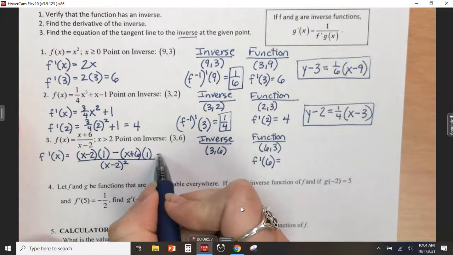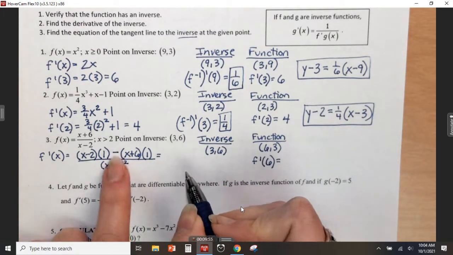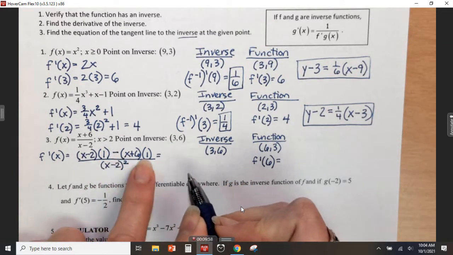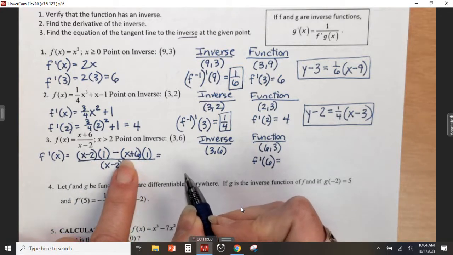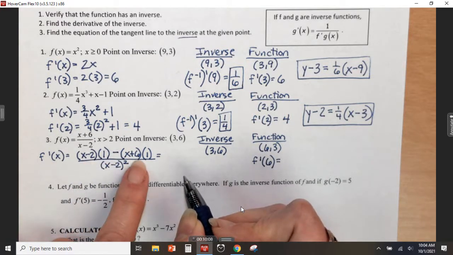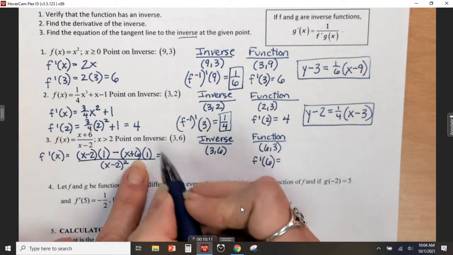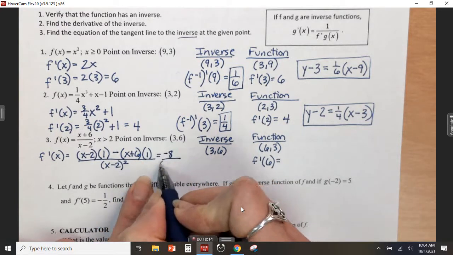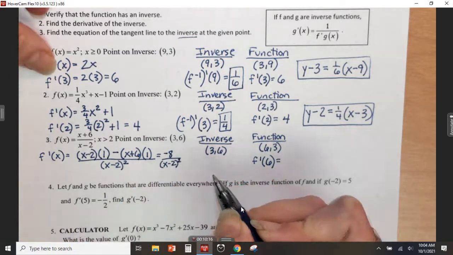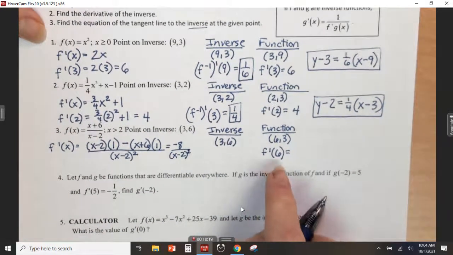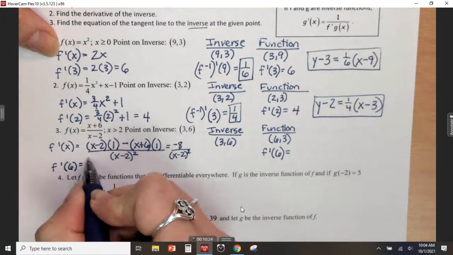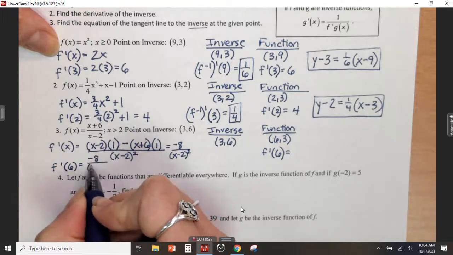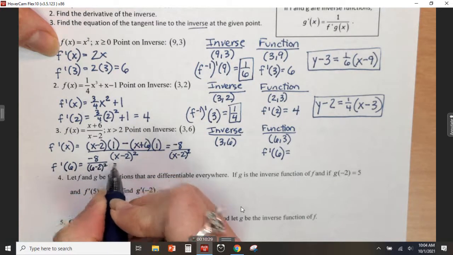Okay, let's see if we can simplify this a little bit, because I'm seeing this negative distribute, right? So I have a plus x here and a minus x here. The x's will go away in the numerator. And then I have a minus 2 and then minus 6. So those will add up to negative 8 over (x minus 2) squared. So now I'm going to substitute 6 in for the x. f prime of 6 equals negative 8 over (6 minus 2) squared.